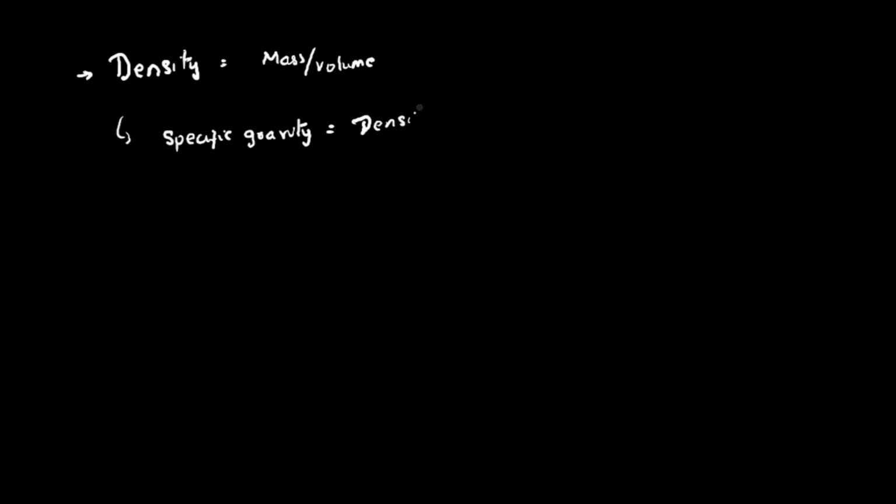In that situation, it was called specific gravity. How much gravity will act on something, right? If more gravity acts on it, it will sink. If less is acting, it will float. So that is called specific gravity. In the case of specific gravity, it is the density of the substance divided by the density of water at 4 degrees Celsius. This is the formula of specific gravity.